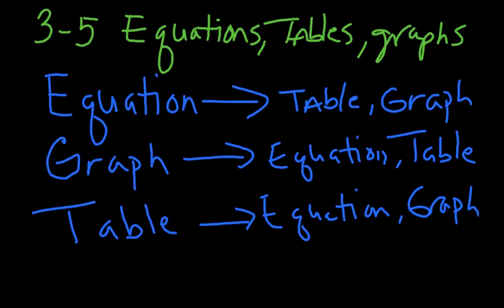Every time you have an equation, you can make a table and a graph to go with it. Every time you have a graph, you can find the equation that goes with it and make a table that goes with it. And every time you have a table, you can find the equation that goes with the table and you can graph it. So these three things are related. This lesson is all about giving you one part and you finding the other two parts. So let's start.